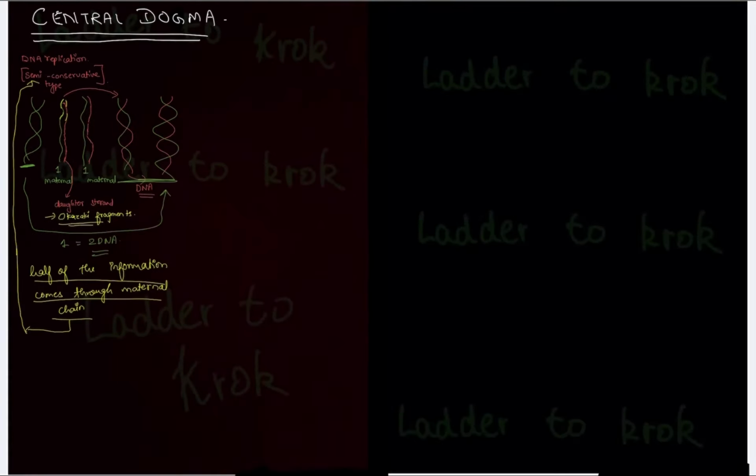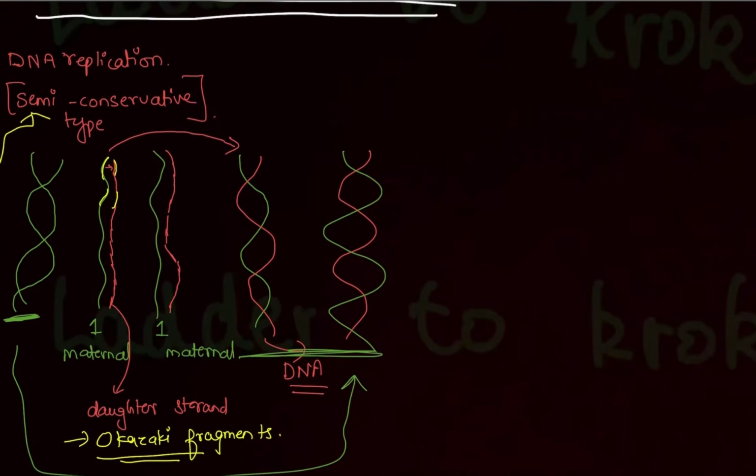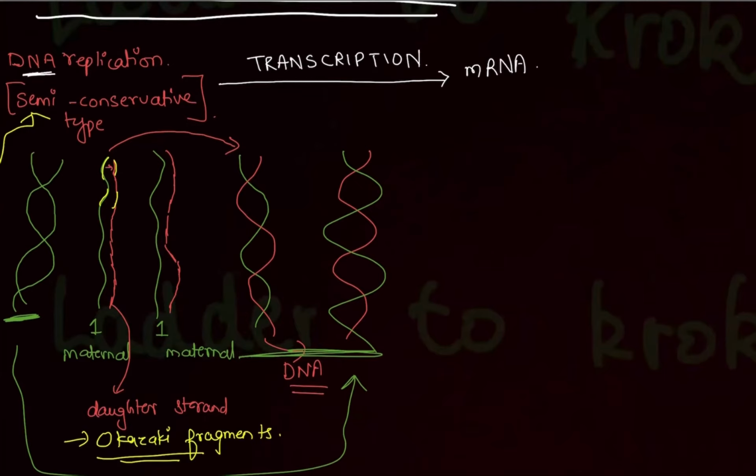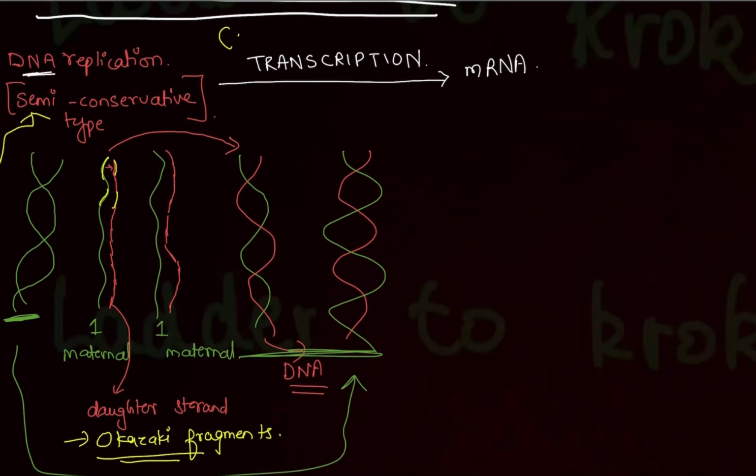Now let's do the second step in central dogma. Once DNA is replicated, we will form mRNA from the DNA. Okay, so from DNA we are making mRNA, and that process is called transcription. And what is transcription? We are forming mRNA from DNA. So for transcription, you can write down DNA to mRNA, meaning of it, okay?